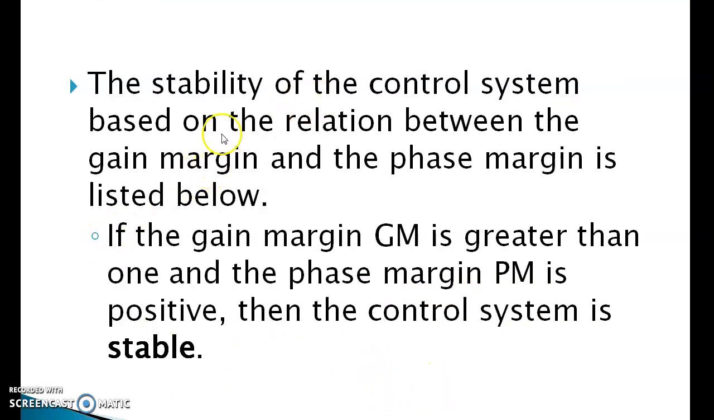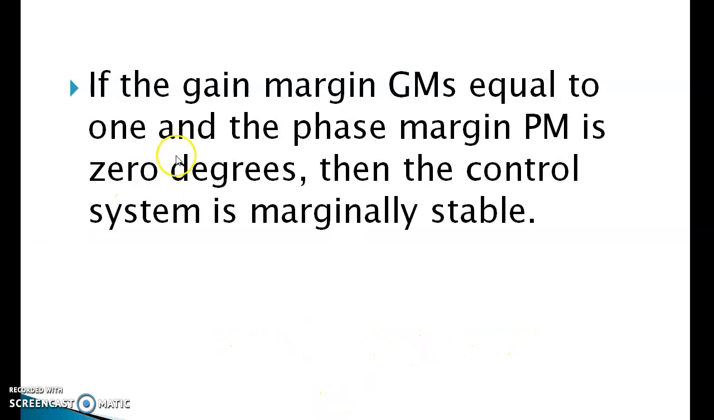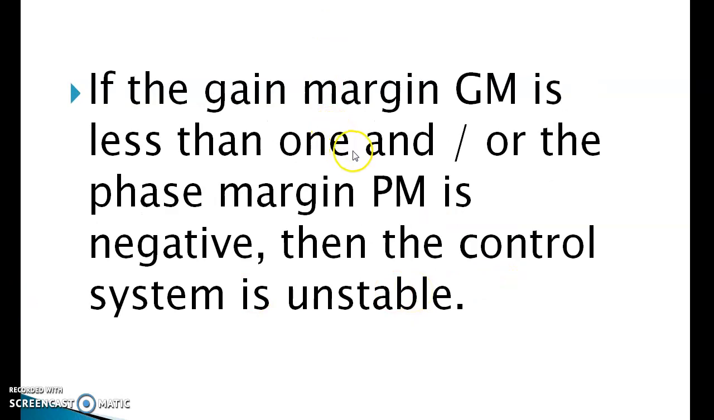The stability of the control system based on the relation between the gain margin and phase margin is listed below. If the gain margin GM is greater than 1 and phase margin PM is positive, then the control system is stable. If gain margin GM is equal to 1 and phase margin PM is 0 degrees, then the control system is marginally stable. If gain margin GM is less than 1 or the phase margin PM is negative, then the control system is unstable.